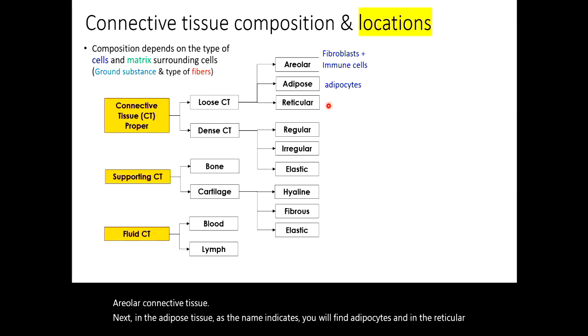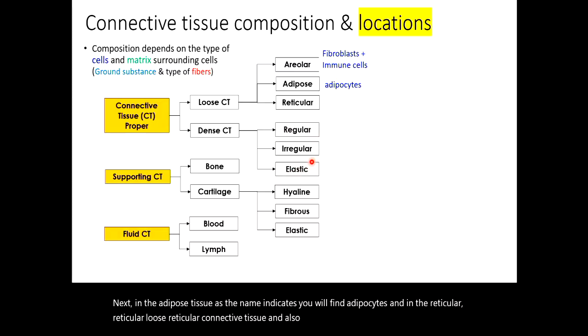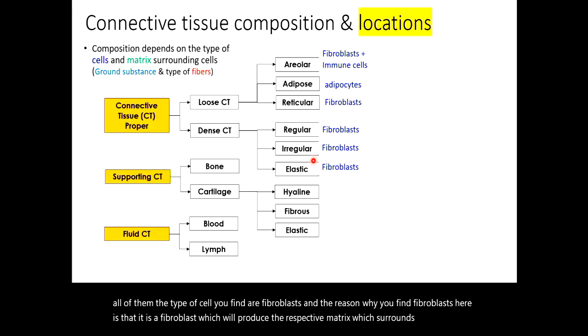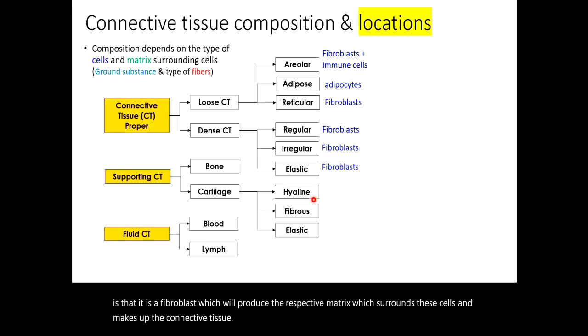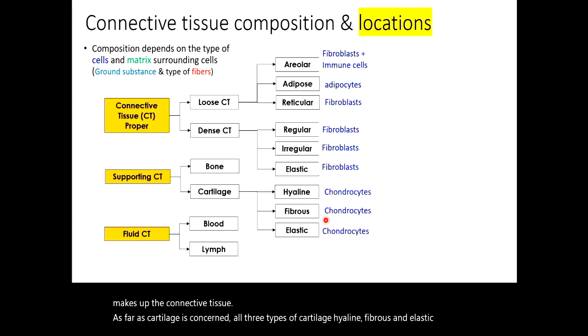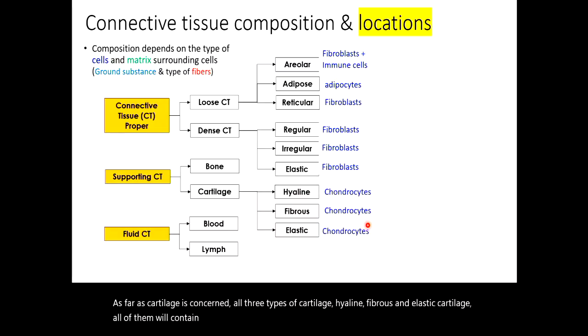loose reticular connective tissue, and also the 3 types of dense connective tissue, in all of them, the type of cell you find are fibroblasts. And the reason why you find fibroblasts here is that it is a fibroblast which will produce the respective matrix which surrounds these cells and makes up the connective tissue. As far as cartilage is concerned, all 3 types of cartilage, hyaline, fibrous, and elastic cartilage, all of them will contain chondrocytes as the unique type of cell in the cartilage.